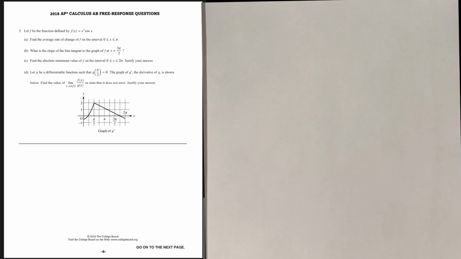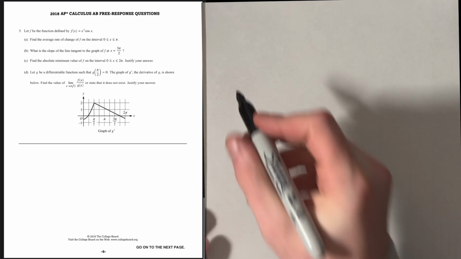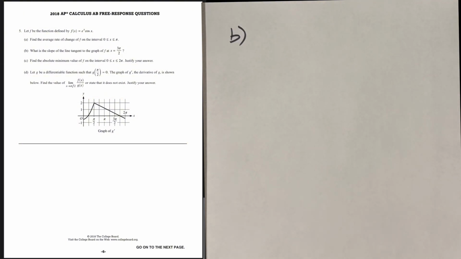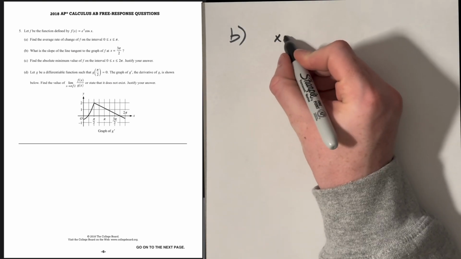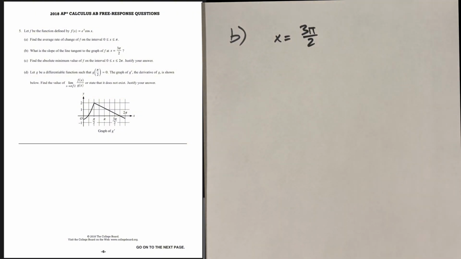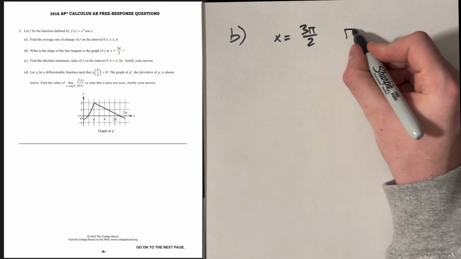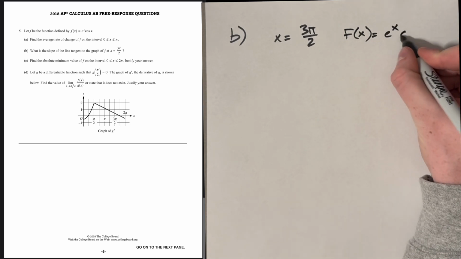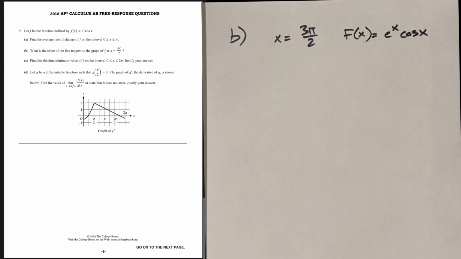Now, part B, we have another application of derivatives. And in this case, it's talking about slope of tangent lines. So part B says, what is the slope of the line tangent to the graph of f at, I'll write it down, x is equal to 3 pi over 2. And just to remind you of our function, f of x is e to the x power times the cosine of x.